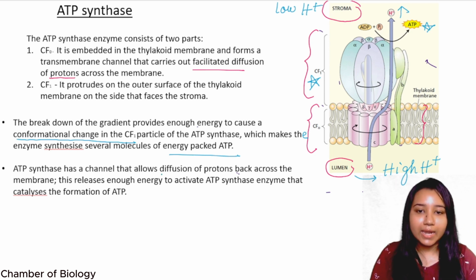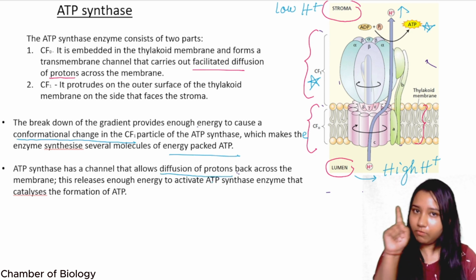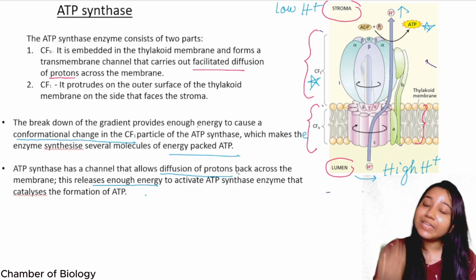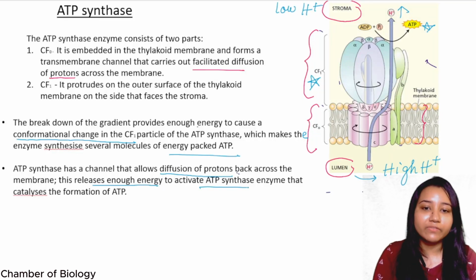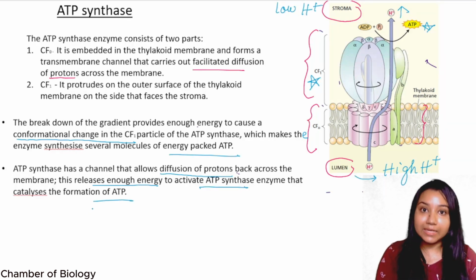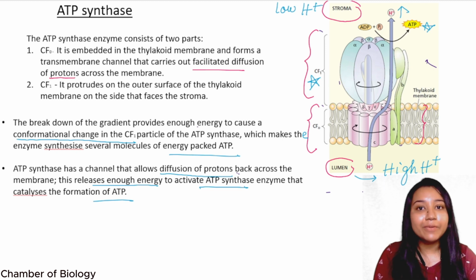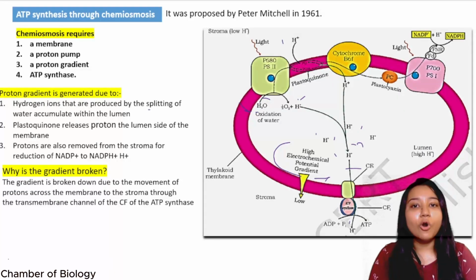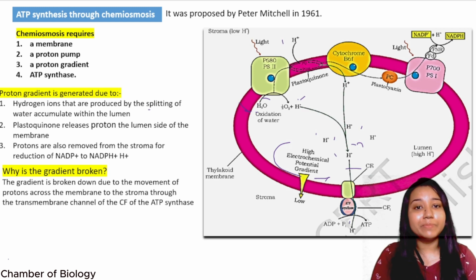So it allows diffusion of the proton across the membrane and then it releases energy, and due to this energy it is going to activate ATP synthase and form ATP. But this ATP synthesis by chemiosmosis, or we can say the chemiosmotic hypothesis, was proposed by Peter Mitchell.